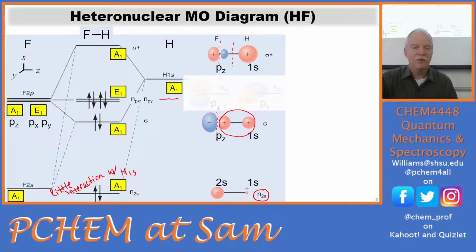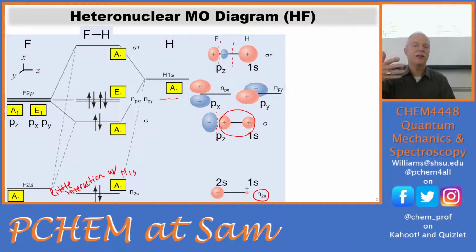All right, now we have the px and py. They really don't have anything to interact with on the hydrogen, so they just come straight across by themselves. See, there's no hydrogen interaction on this one. So those are really non-bonding orbitals. They can contain electrons, but they haven't spread out over the whole molecule because the hydrogen has no interest in a p orbital.